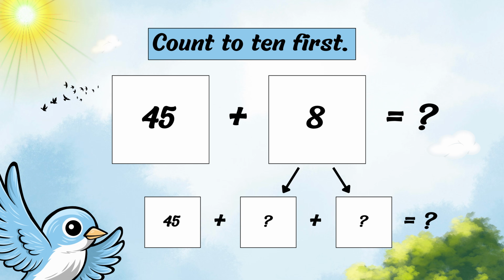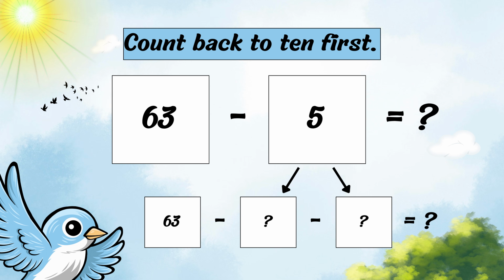Count to 10 first. 45 plus 8 equals? Break 8 into smaller numbers and count to 10 first. 45 plus 5 equals 50. Add the rest of the number. 50 plus 3 equals 53.